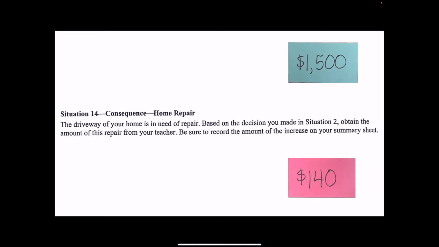So again, if you look at number 2, you chose B, it's minus $1,500. If you chose A, it's minus 0. And if you chose C, it's minus $140.